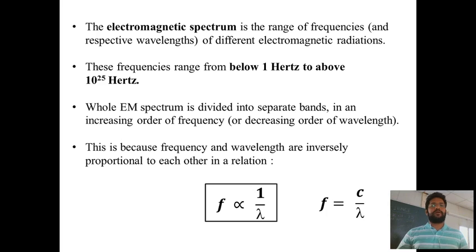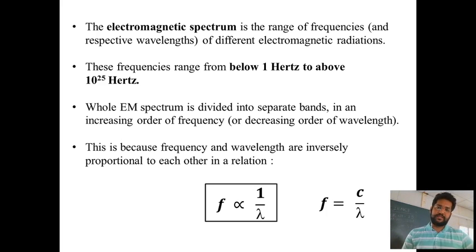This particular spectrum has a wide range of frequencies, going from below 1 hertz to more than 10 raised to 25 hertz. So it is a wide range. Another thing is the whole spectrum is divided into separate bands in an increasing order of frequency, or say decreasing order of wavelength. This increase and decrease shows the inverse relationship between frequency and wavelength, which is given by f is proportional to 1 over lambda, or f is equal to c by lambda.